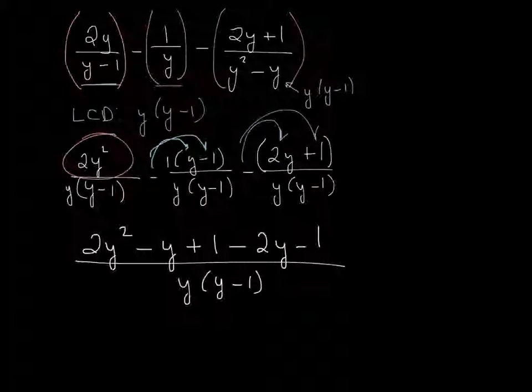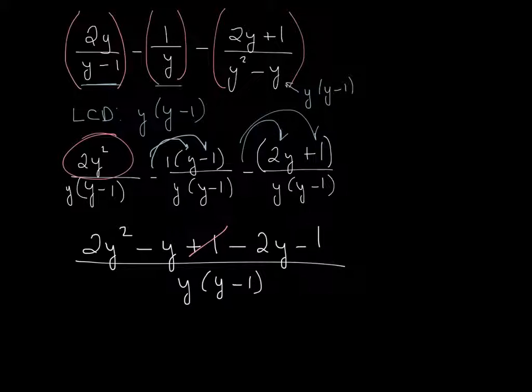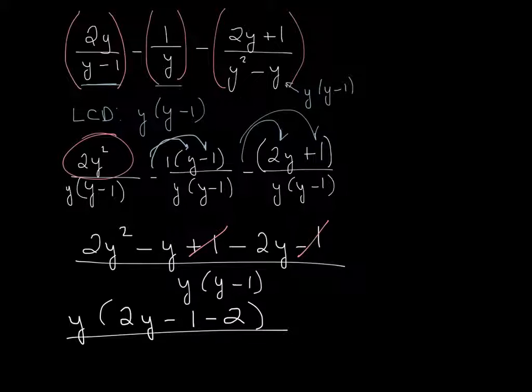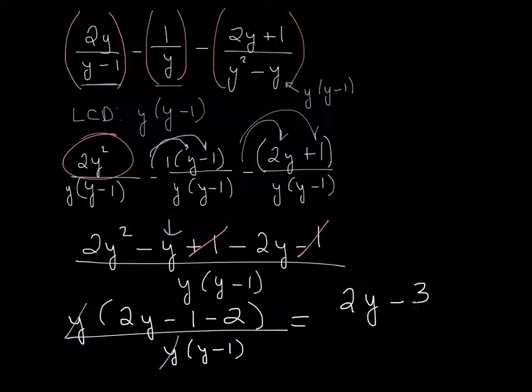And so now I can see that the 1's cancel. Up top, what I could do is factor out a y. So that leaves me with 2y minus 1 minus 2 all over the y times y minus 1. Because notice when I factor a y out of y, I just get a 1. My y's are going to cancel. So I end up with the top 2y, and then minus 1 minus 2 would be minus 3. And then the bottom y minus 1.